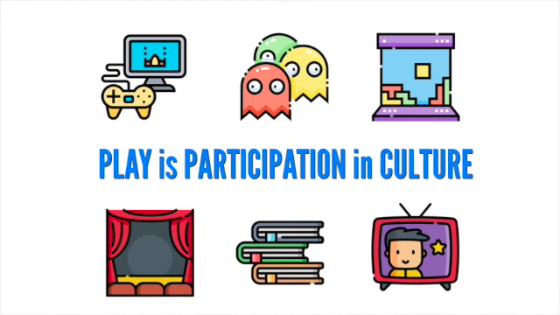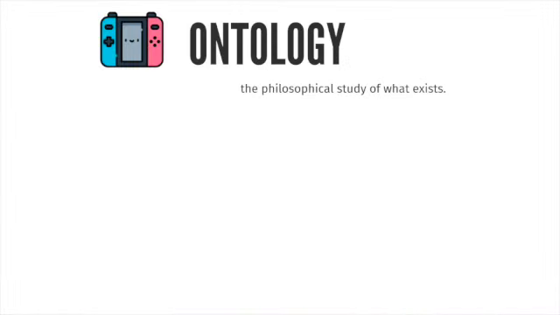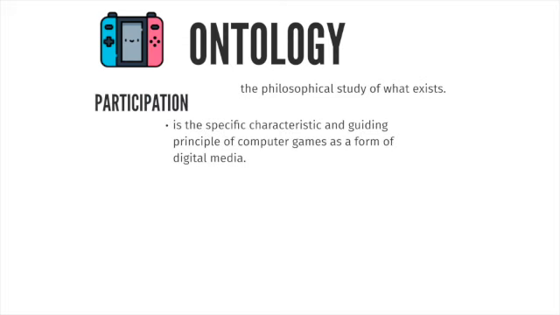One of the words you're going to find in the reading this week is the word ontology. This simply means the study of what exists, and Rayson is engaging in the ontology of video games and the ontology of participation. Rayson argues that participation is the specific characteristic and guiding principle of computer games as a form of digital media. Participation, according to Rayson, involves multimediality, virtuality, interactivity, and connectivity.